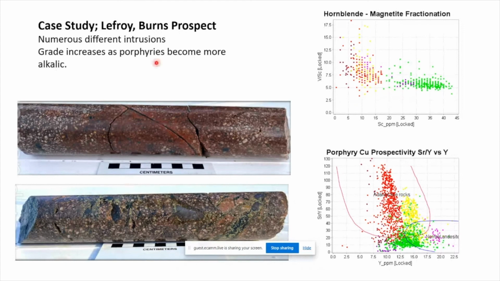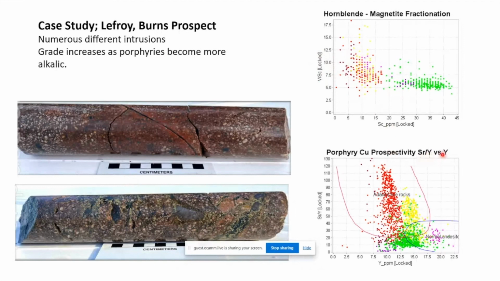But when we plotted it up, we could see the vanadium-scandium ratio here. We've got a group of things in here that have a high vanadium-scandium ratio. So these are magmas that have crystallized and fractionated hornblende before they crystallize magnetite. Right, so these are high-pressure hydrous magmas.